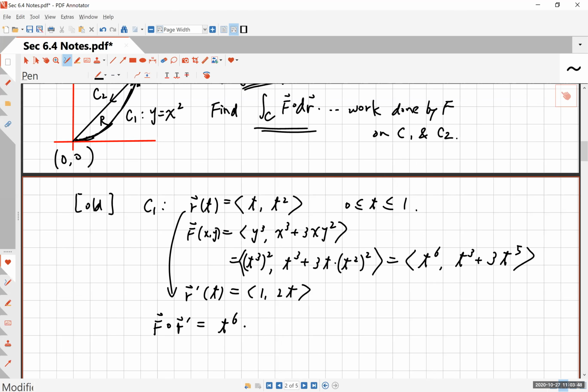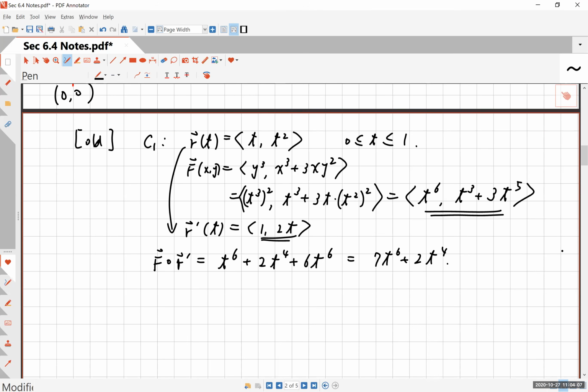And that's t to the 6th plus 2t to the 4th plus 6t to the 6th. Now, notice here, all I'm doing is taking the dot product of this and this, right? And so this will be 7t to the 6th plus 2t to the 4th. And we get to integrate this. So the integral on C1 of f dr is equal to the integral from 0 to 1 of 7t to the 6th plus 2t to the 4th dt.